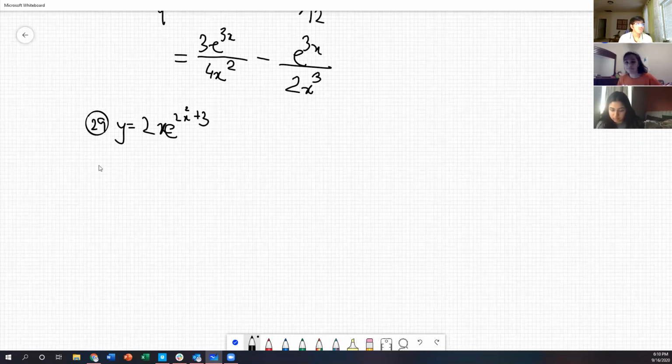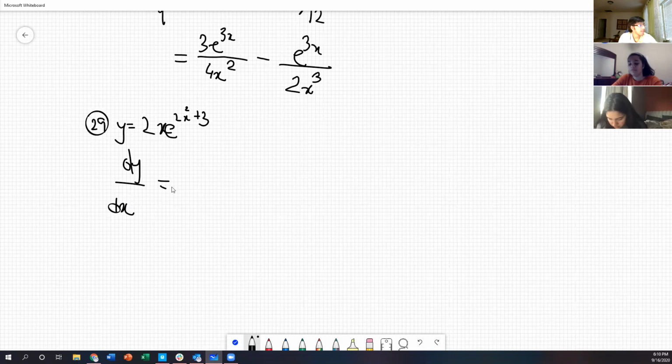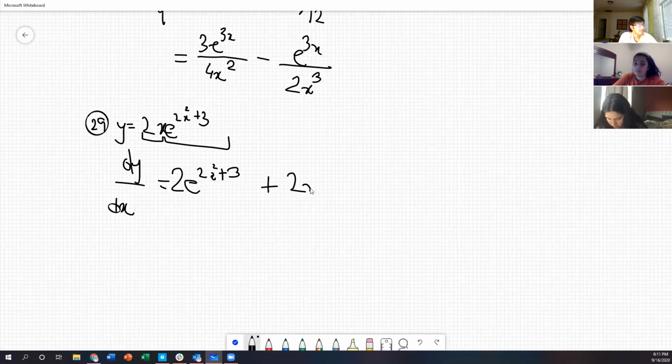So once you start doing this, it's a lot of brain work rather than writing stuff out. You got to get comfortable doing stuff in your brain after a while. So, I can just write dy dx as what? Well, the derivative of the first function is what? I can think of this as two functions, right? This one and then this one. So the derivative of this one is 2 times the second function, e to the 2x squared plus 3. And then I can add this function's derivative times this function. So I'll just put the 2x out front.